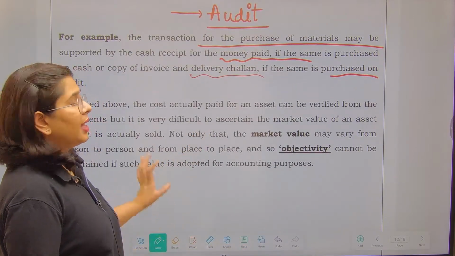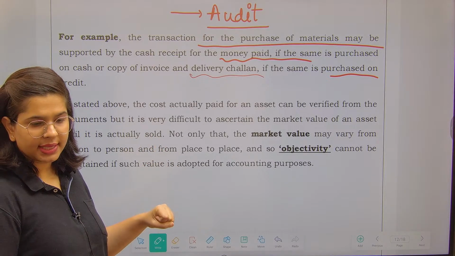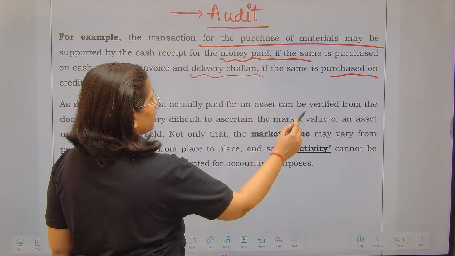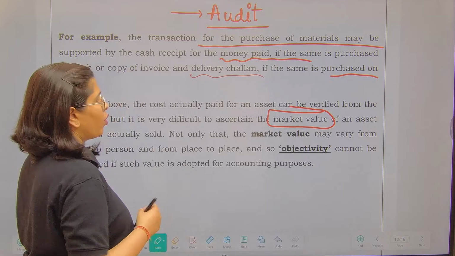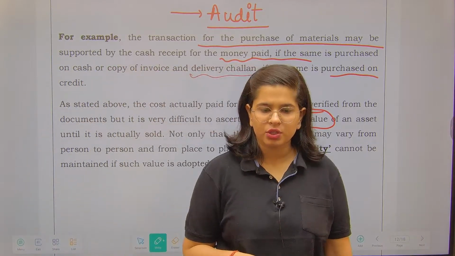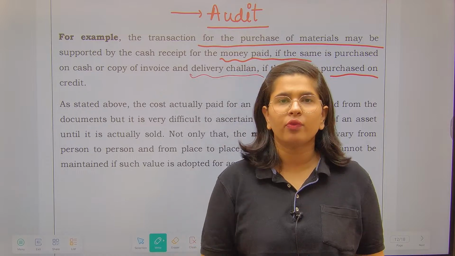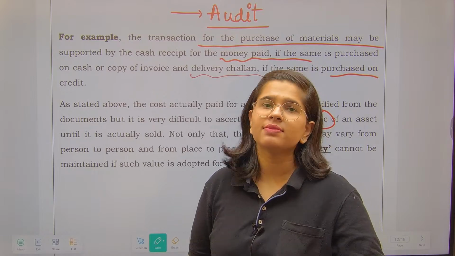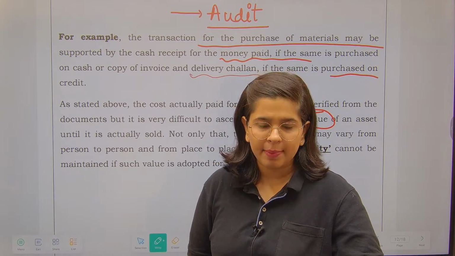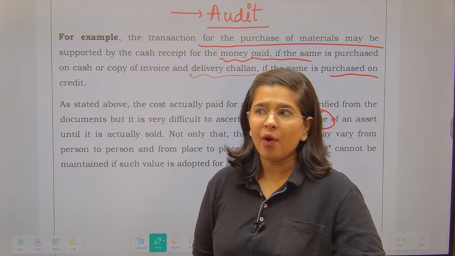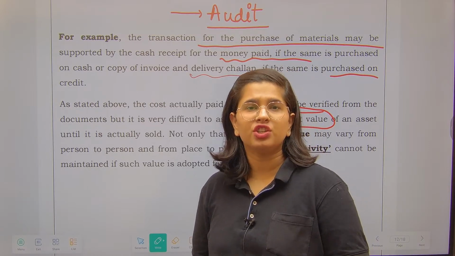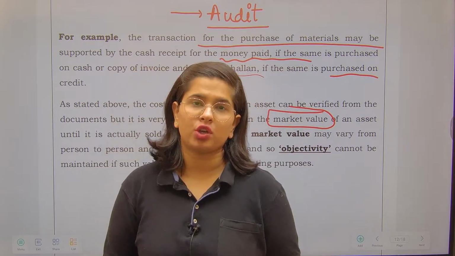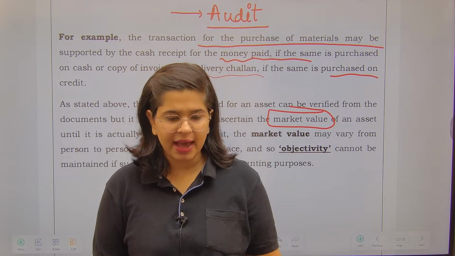Now there is another question that comes up: why don't we recognize any asset at market value? Why do we only record it on the basis of cash, or on the basis of whatever amount we have paid for it? So the logic behind this is, see, market value is very dynamic. It keeps on changing on a day-to-day basis, month-on-month basis. Now, we cannot just keep on changing our financial statements as well. We want stability, and for that we use the cost, whatever cost we might have paid.